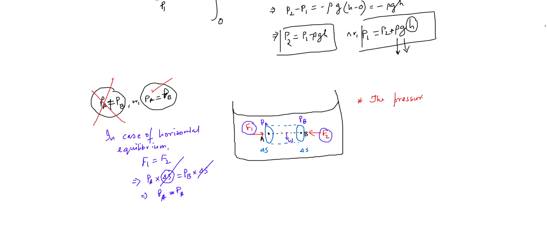The pressure is the same at any 2 points at the same level in the fluid.